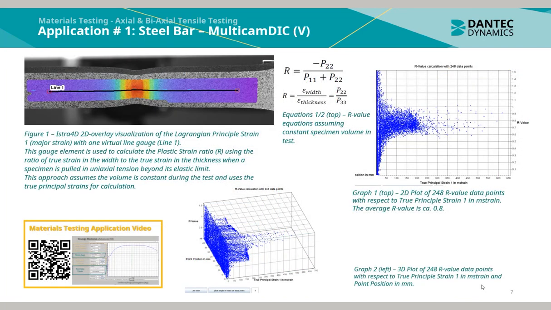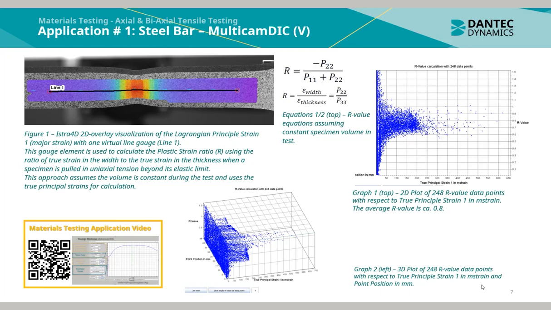In Figure 1, we can see the ISTRA 4D 2D overlay visualization of the Lagrangian principal strain 1 with one virtual line gauge called line 1. The gauge element is used to calculate the plastic strain ratio, using the ratio of true strain in the width to the true strain in thickness when a specimen is pulled in uniaxial tension beyond its elastic limit. This approach assumes the volume is constant during the test and uses the true principal strains for calculation.